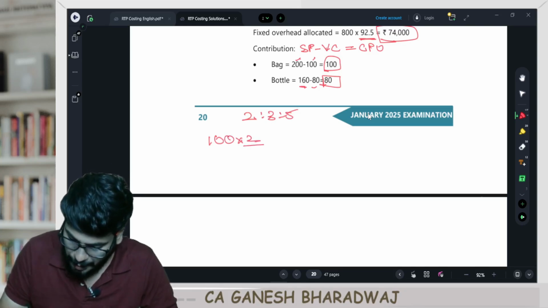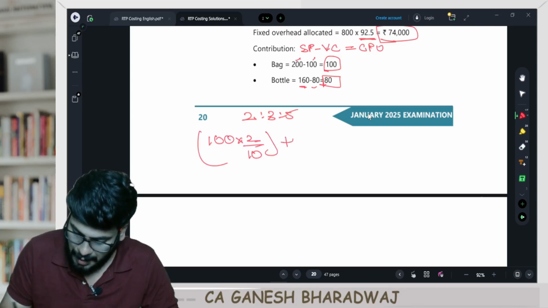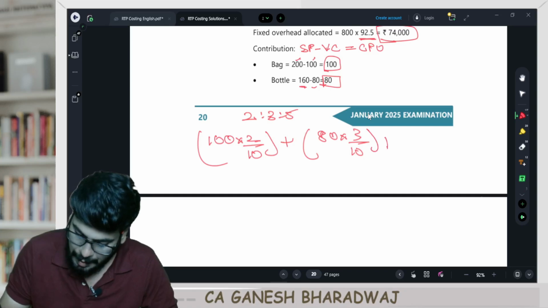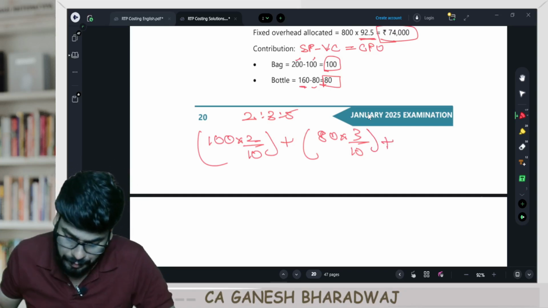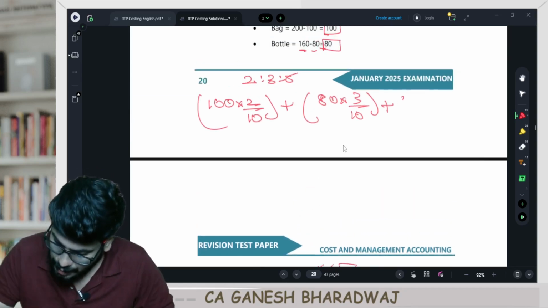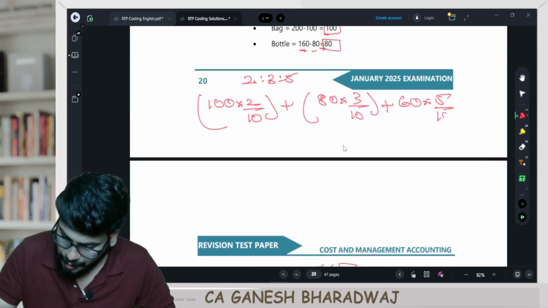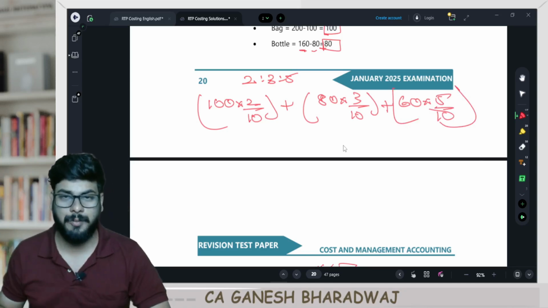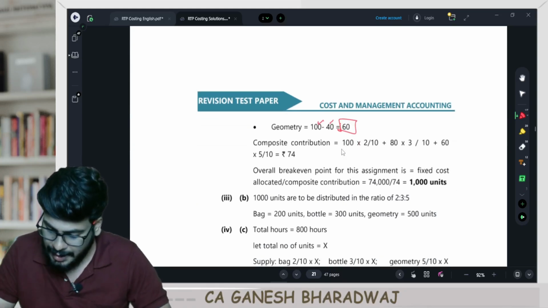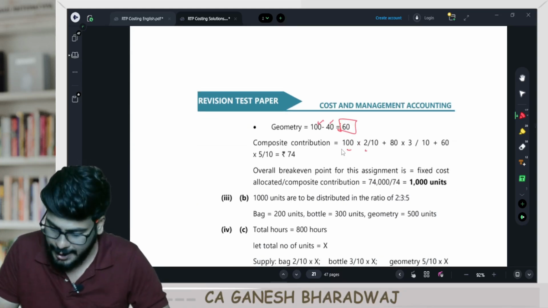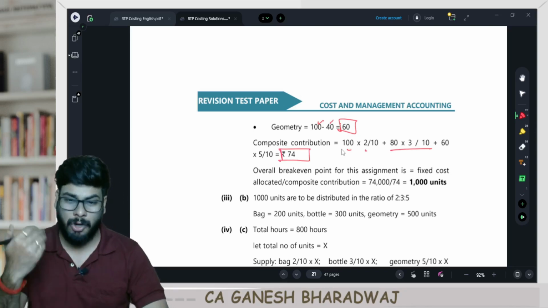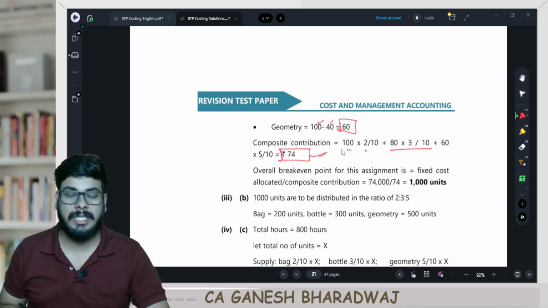So for bag, it's going to be 100 into 2 by 10, plus for bottle, it's going to be 80 into 3 by 10, plus for your geometry box, it's going to be 60 into 5 by 10. Correct? This is how we calculate the weighted contribution per unit. It's also known as composite contribution per unit, right? This is exactly what they have done. The composite contribution per unit is going to be 74 rupees.